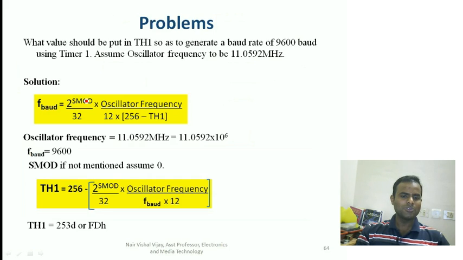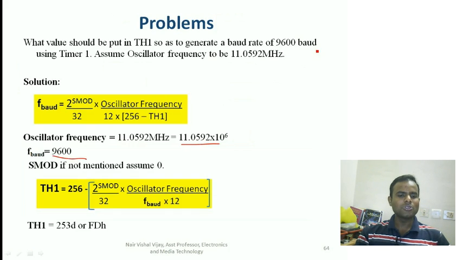Now if you assume it to be 0, 2 power 0 is 1, remember, and divided by 32 into oscillator frequency. As I said, for serial communication, always the oscillator frequency should be 11.0592 megahertz. So 11.0592 into 10 power 6 will be the oscillator frequency. Baud rate is already given. F baud is 9600.